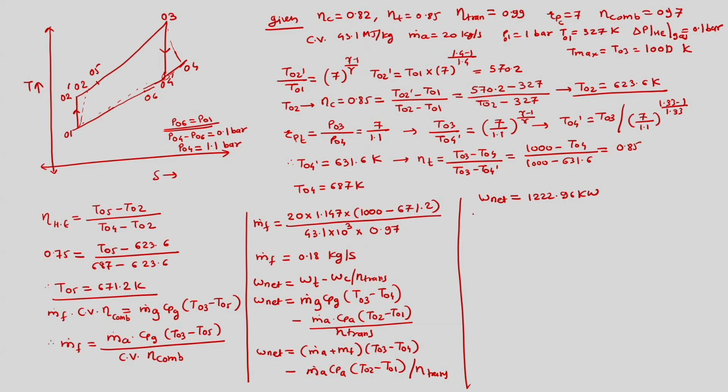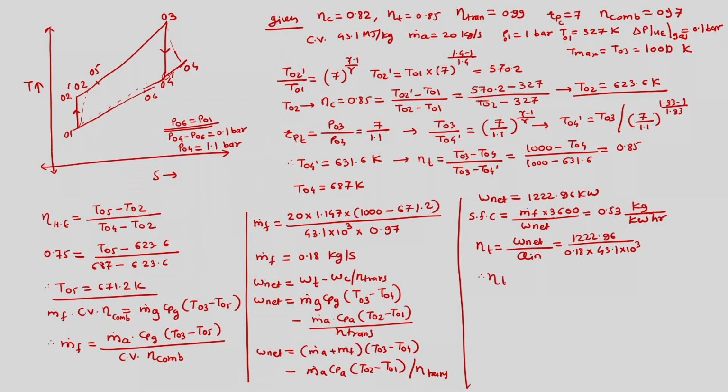Knowing this, we can find out the specific fuel consumption, which is mass flow rate of fuel divided by W net, but generally it is specified as fuel flow rate per hour. So, it is m dot f into 3600 divided by W net, and we can get it as 0.53 kg per kilowatt hour. So, we can get thermal efficiency as W net upon Q in, and we have 1,222.96 kilowatt divided by mass flow rate of fuel, 0.18, into 43.1 into 10 to the power 3.